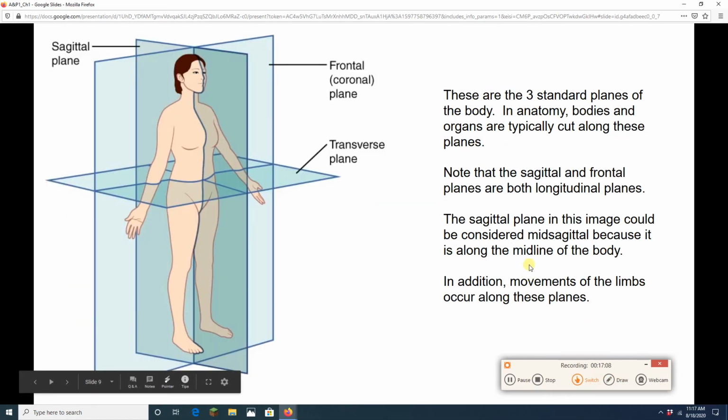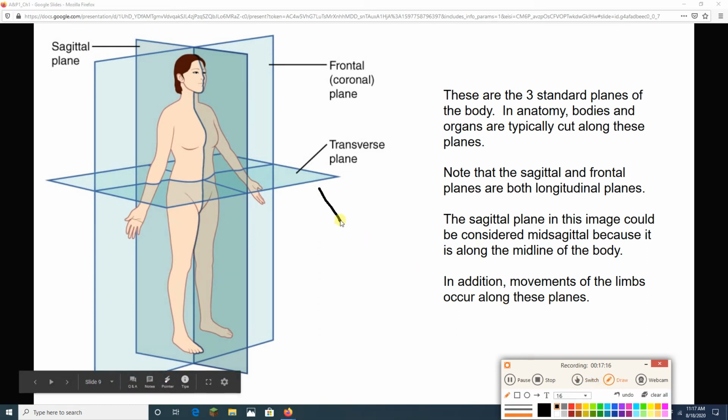Okay. In a human body, we've got the transverse cut. You can see the transverse cut going across her right here. Transverse cut separating a top and a bottom. Okay? But now in a human body, unlike a tube, we have a front and a back and a left and a right. So we can make different longitudinal cuts. And we can see two different longitudinal cuts here.